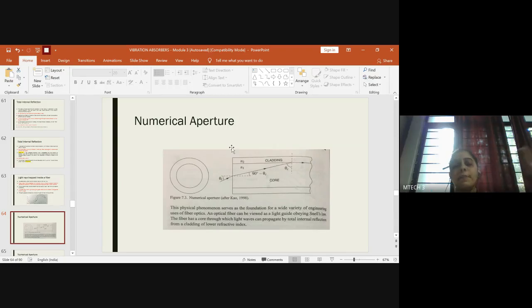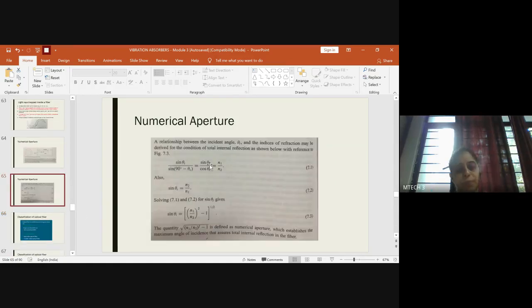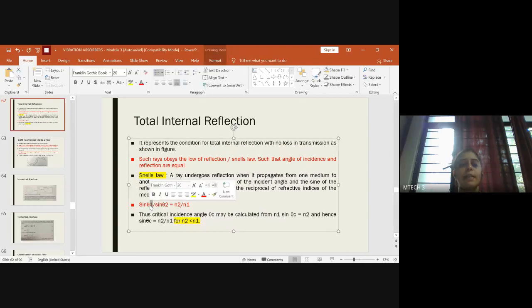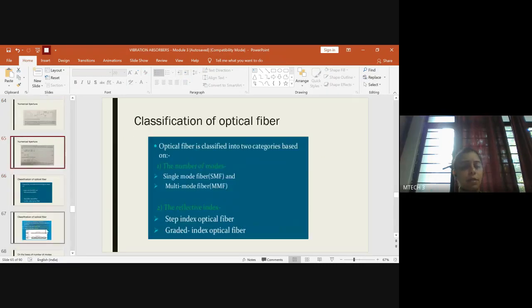How does it operate? The same example we studied now is applied to the optical fiber. The terminology remains the same: theta I, theta C, N1 and N2. This is what you have to consider. Now you have a small relationship based on Snell's law. What does Snell's law tell? I told you orally, sine theta 1 upon sine theta 2 is equal to N2 upon N1. Here theta 1 is the incident angle in our case, so in place of theta 1 you'll write theta I, and in place of theta 2 it is the critical angle, so you'll write theta C. The same concept is being written here.